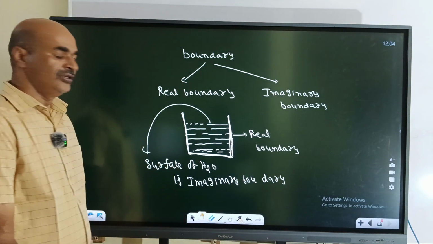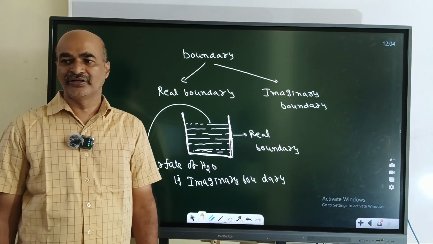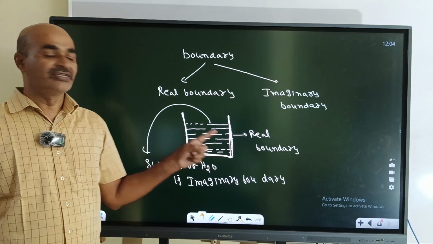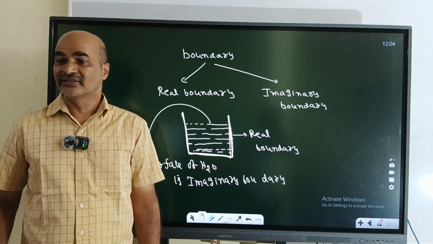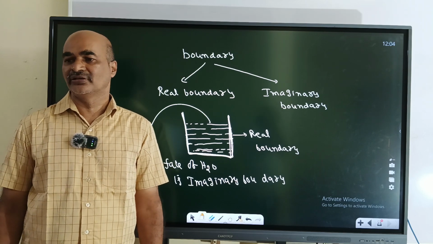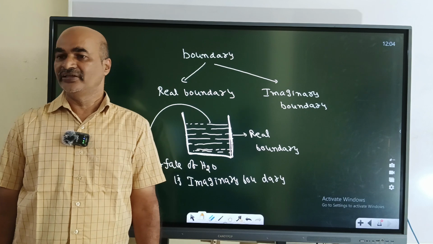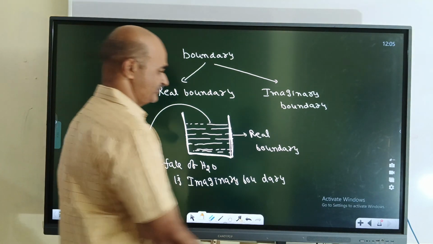Okay, you understand? What is real boundary? The thick wall of the vessel is the real boundary. The surface of water is the imaginary boundary. And the liquid surface is an imaginary boundary. Okay. Next.